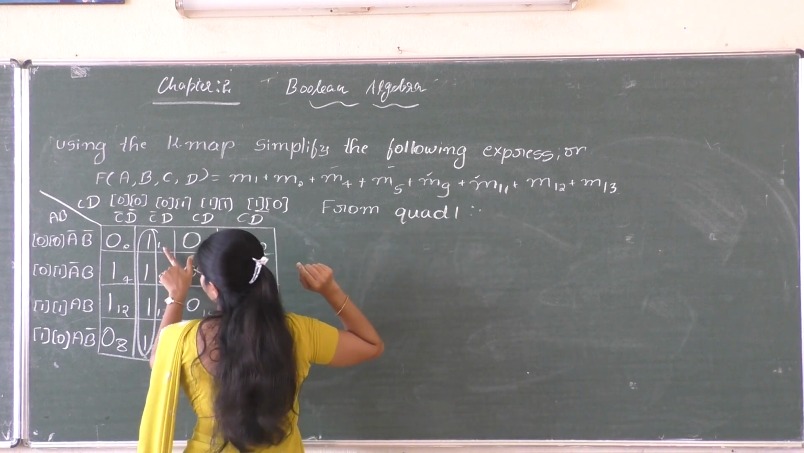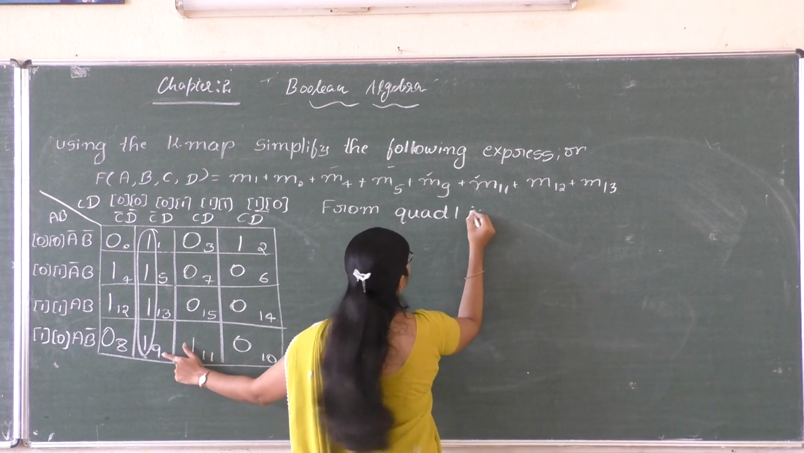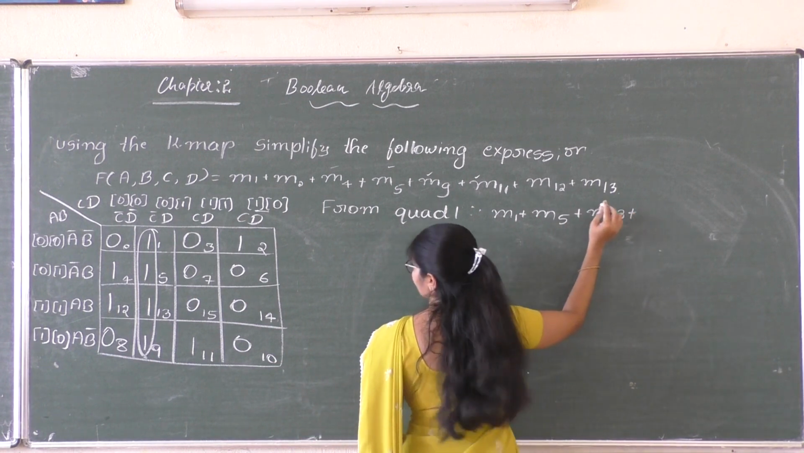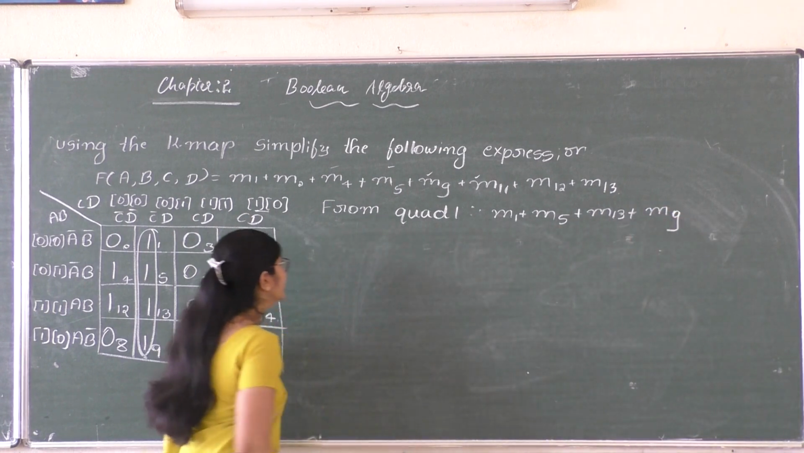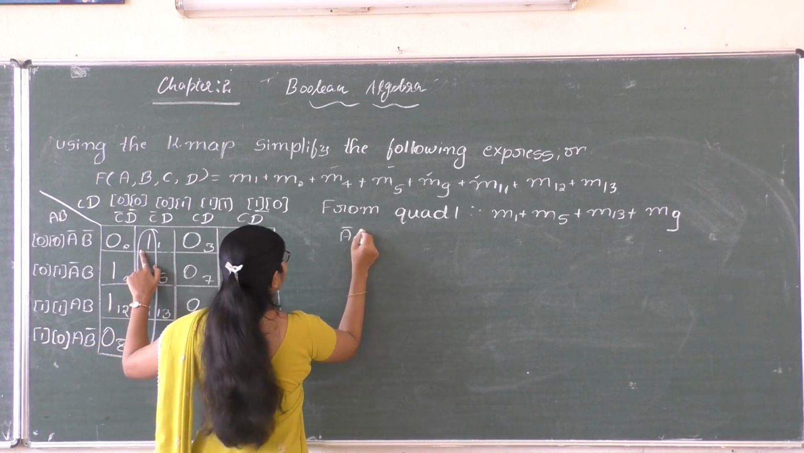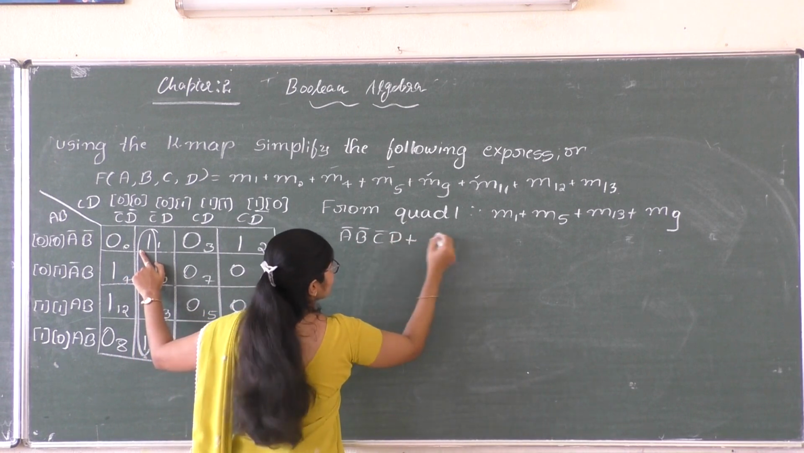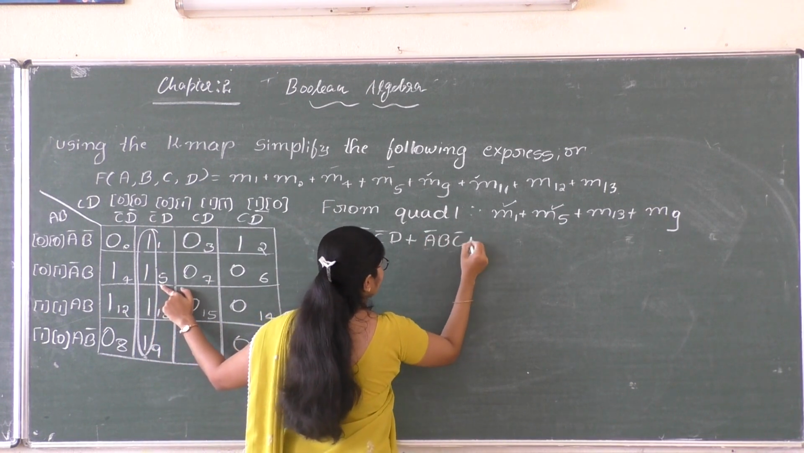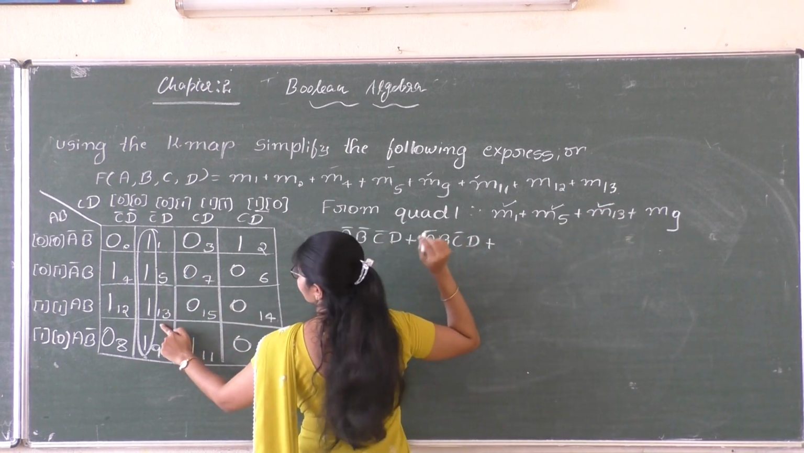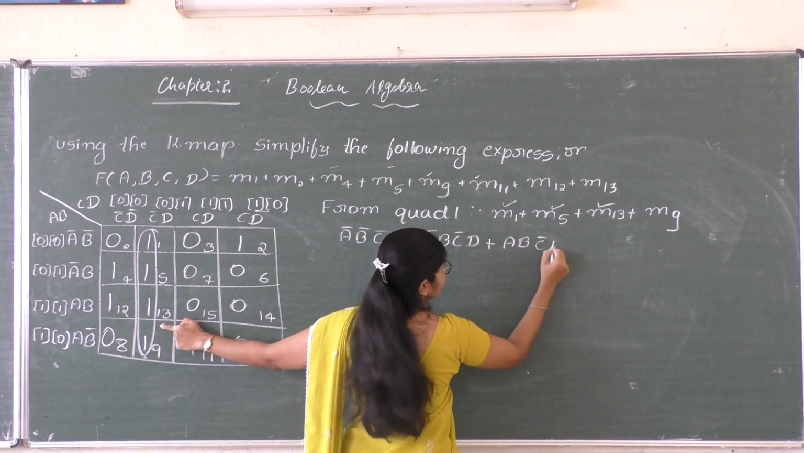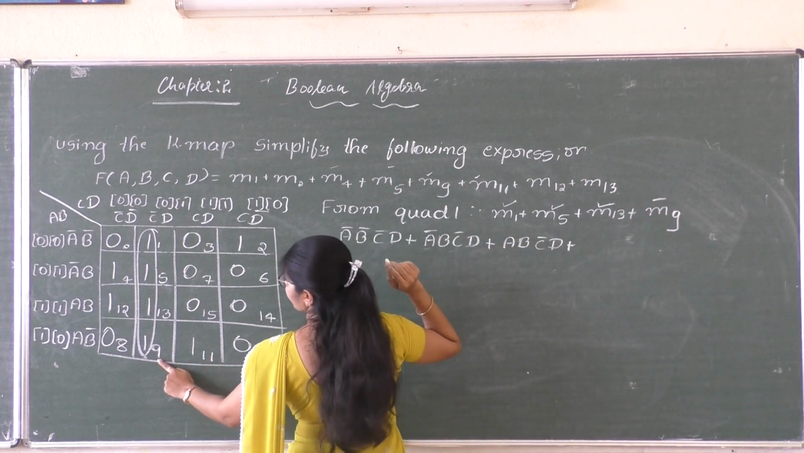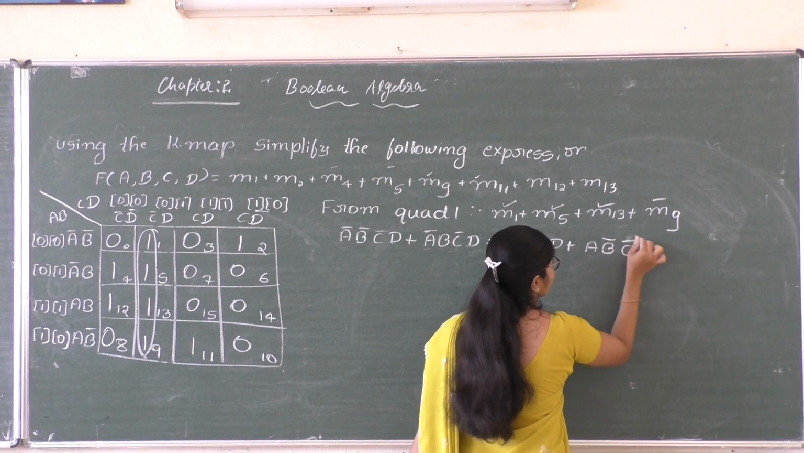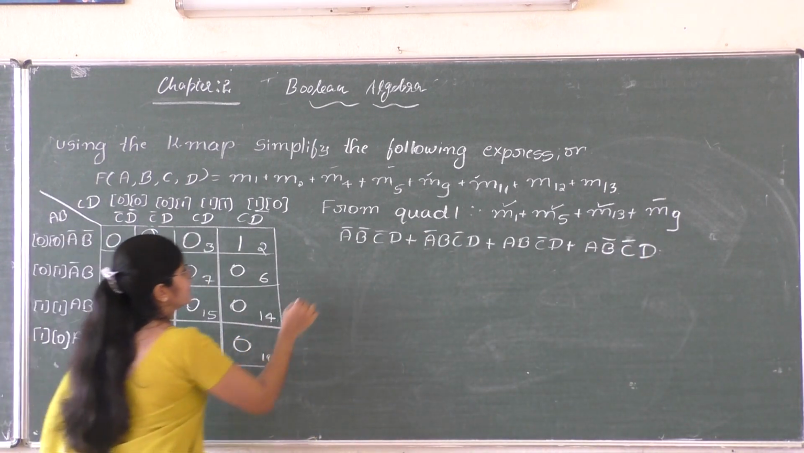From quad 1, that is by using M1, M5, M13 and M9, the corresponding minterms are A bar B bar C bar D plus M5 A bar B C bar D plus M13 A B C bar D plus M9 A B bar C bar D. Next we shall write the common variables.